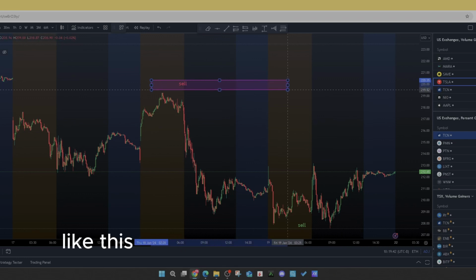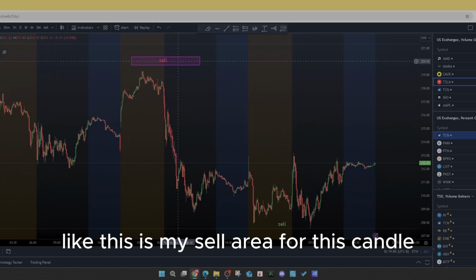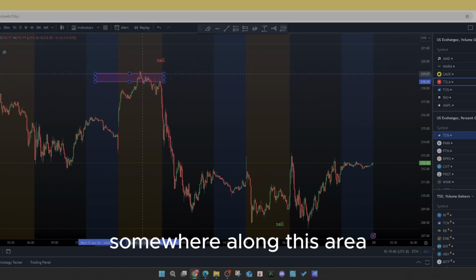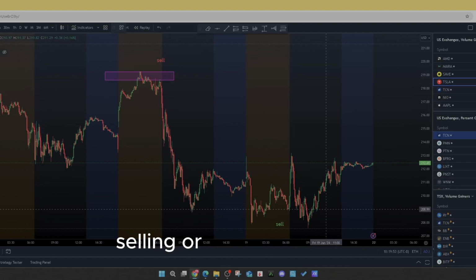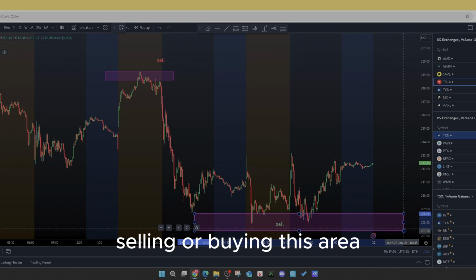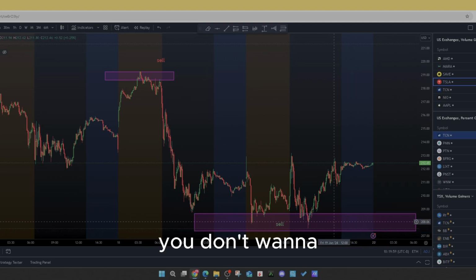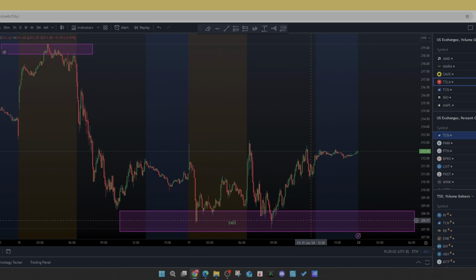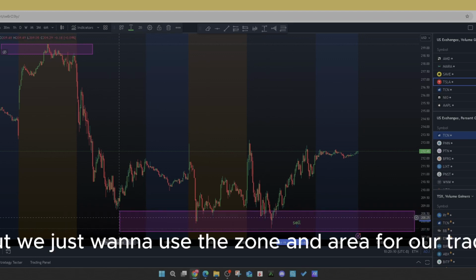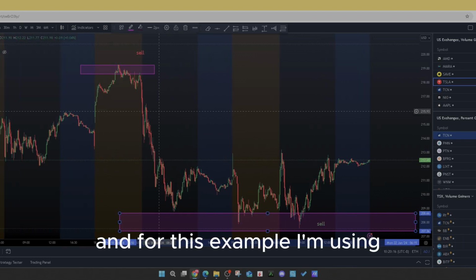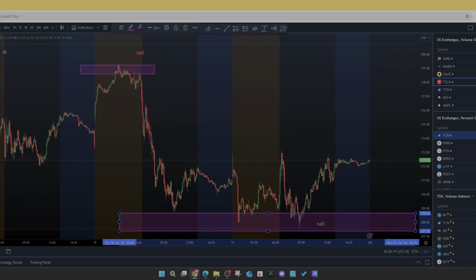Like, this is my sell area for this candle, somewhere along this area, right? This area, and then of course selling or buying this area. It's possible, but it's not really easy. You can't always predict the perfect entry, but we just want to use the zone and area for our trade. And for this example, I'm using 5 minutes, which is more reliable.